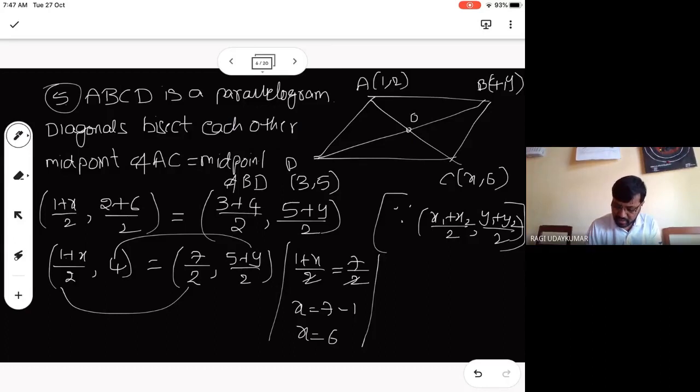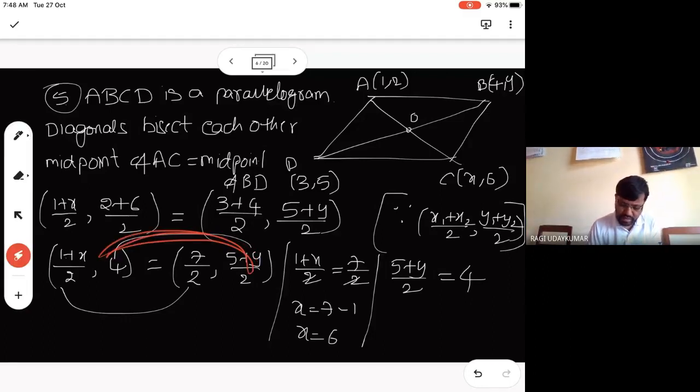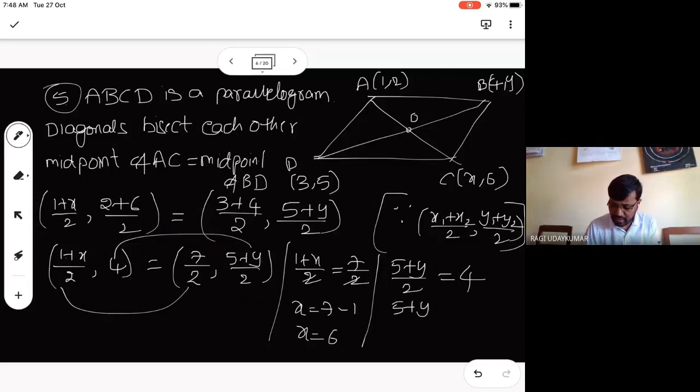In the same way, 5 plus y by 2 is equal to 4. From here, this 5 plus y by 2 is equal to 4. Equate the y coordinate. So what do you get here? 5 plus y is equal to 8. Y is equal to 8 minus 5, which is equal to 3. So y is equal to 3. Now what is the question asking you to find out, x and y? X value found, y value found.